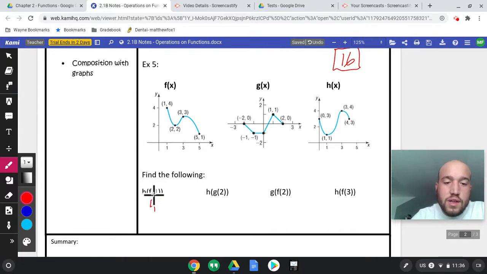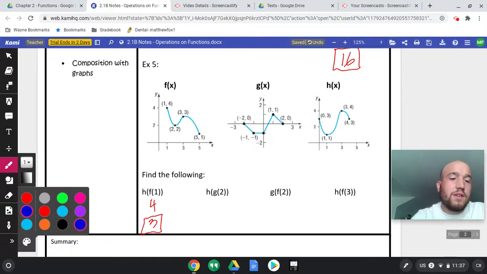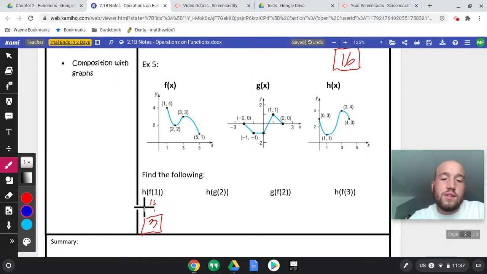Now, that 4 takes the place of f of 1, and we find h of 4. So we go over to h, and when it's 4, our answer is 3. So that's our final answer. And once again, you're going to have kind of like 2 answers. The answer to the first part, then the final answer.